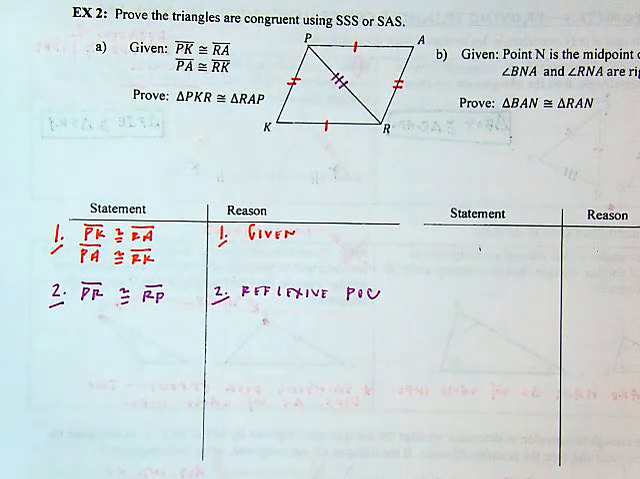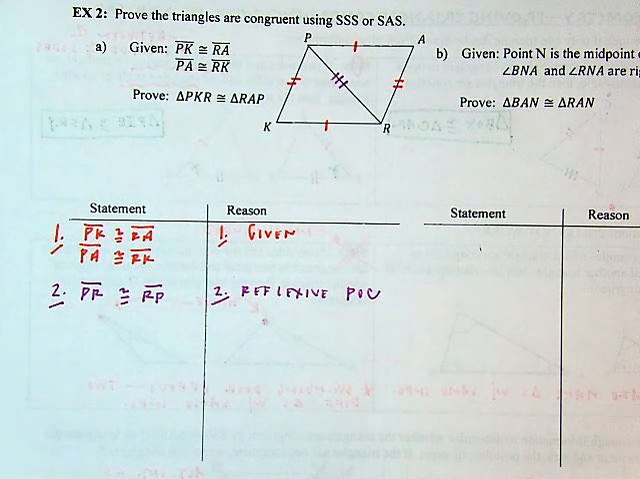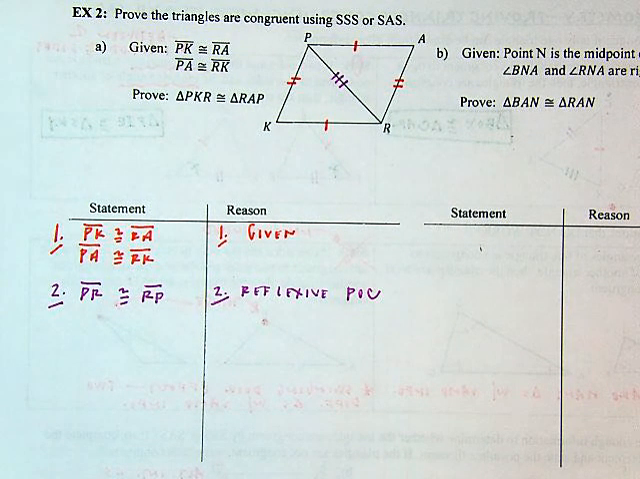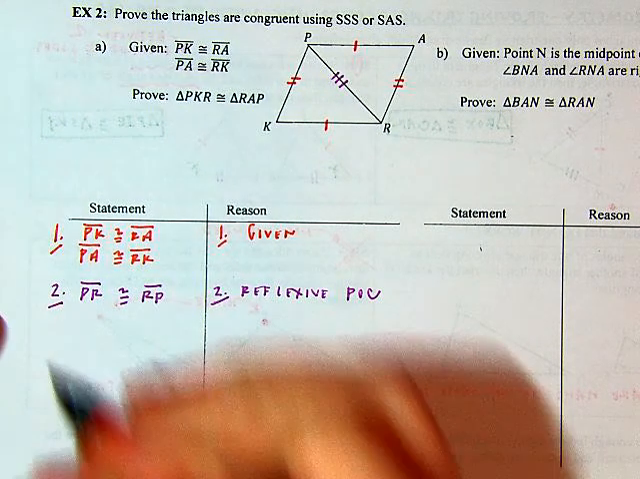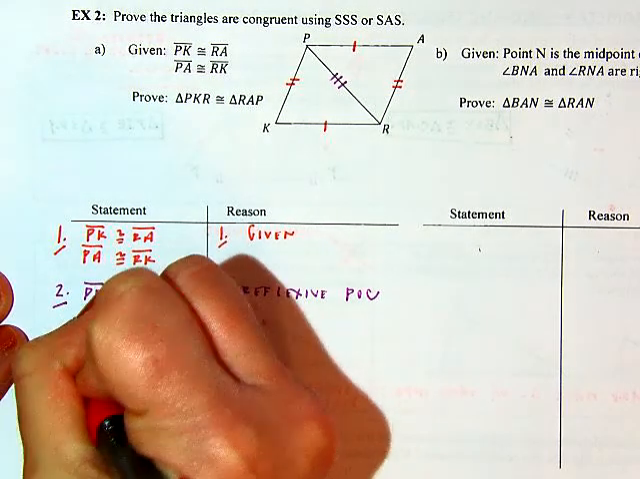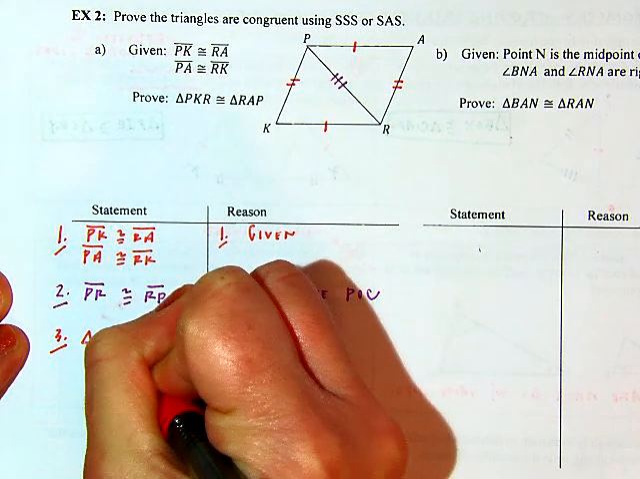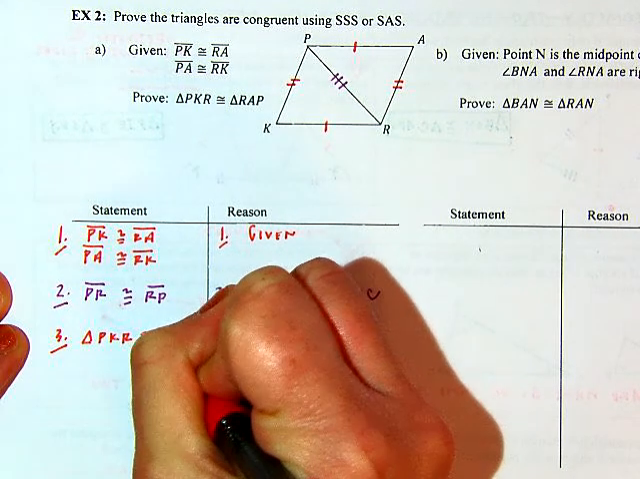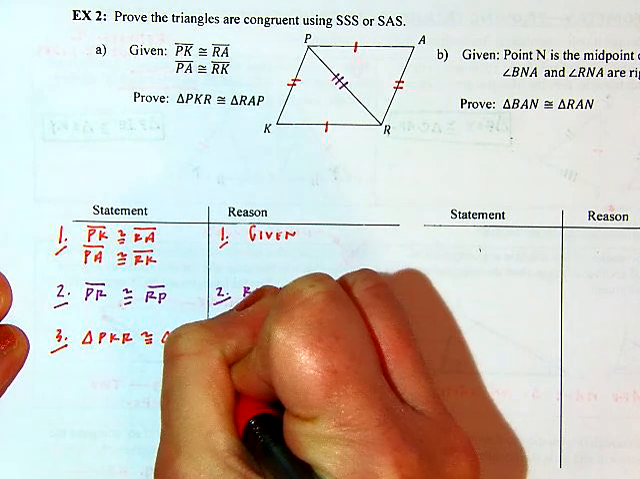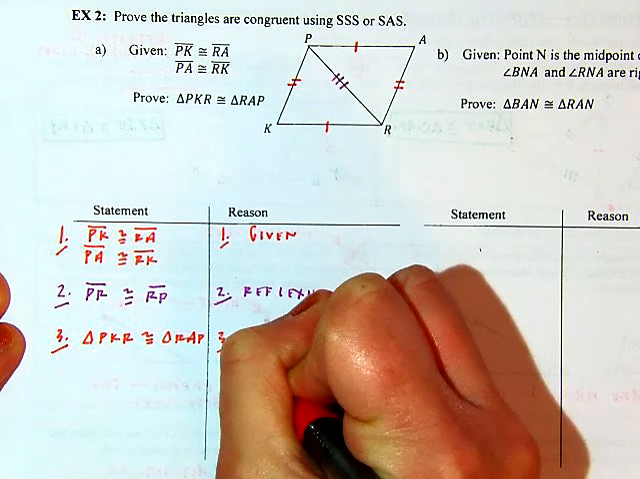Right, we're just saying it's the same thing as itself. Reflexive property of congruence. And now I've linked up all 3 pairs of corresponding sides. I've shown that they are congruent. I can reach my conclusion. This is pretty short and sweet. So I can say that triangle PKR is congruent to triangle RAP. Side, side, side.